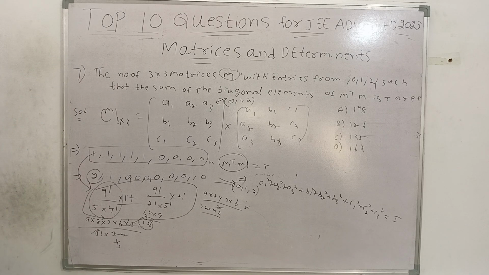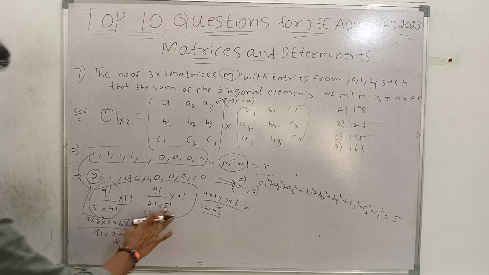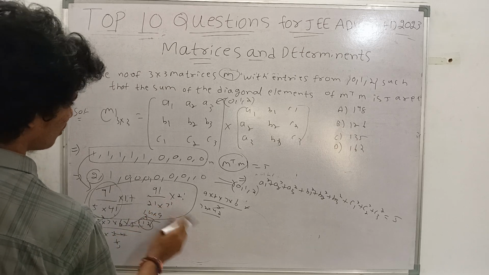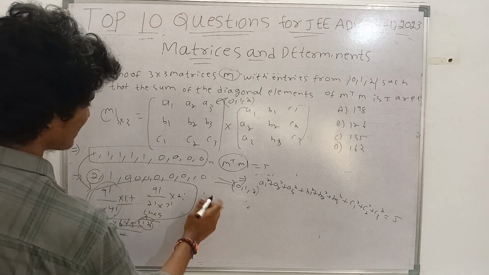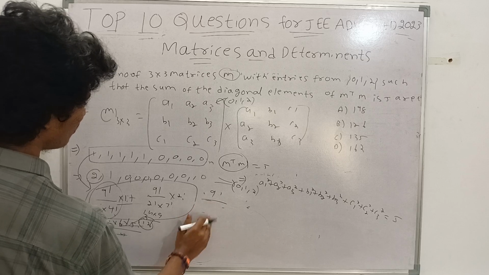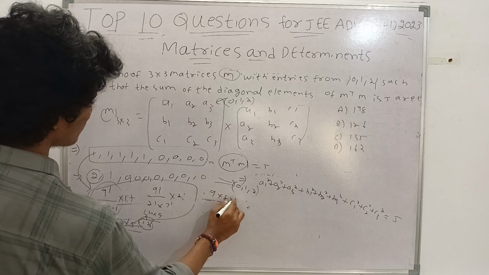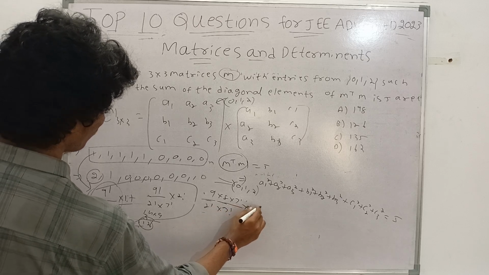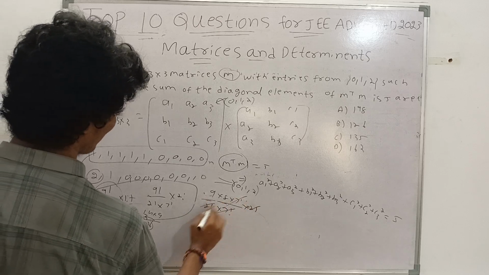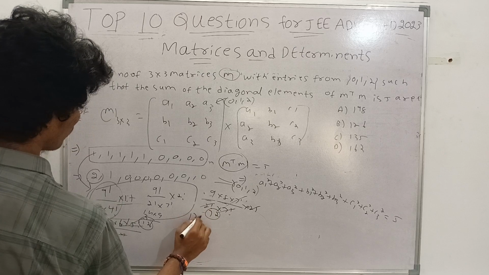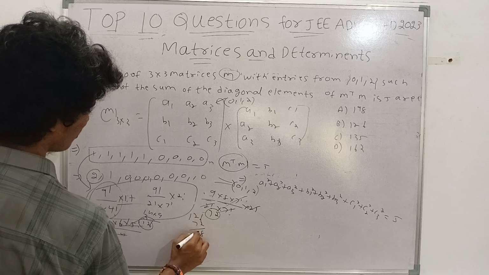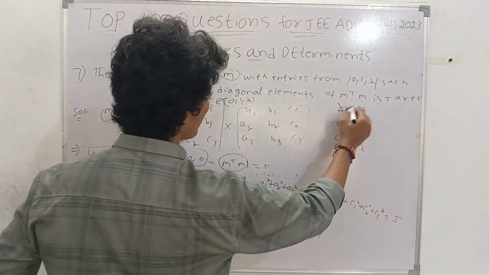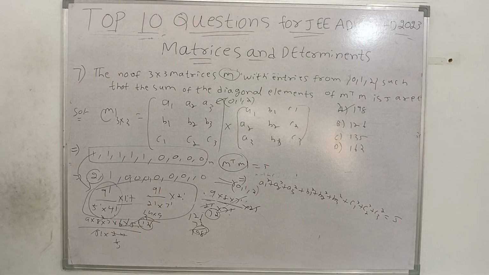Here it is not 5 factorial, it is 7 factorial. Sorry, it is 7 factorial. 9 factorial divided by 9 into 8 into 7 factorial divided by 2 factorial into 7 factorial into 2 factorial. These two 2 factorials cancel, so 9 8s are 72. 126 plus 72 is 198. So the answer will be A. Like this you have to solve.